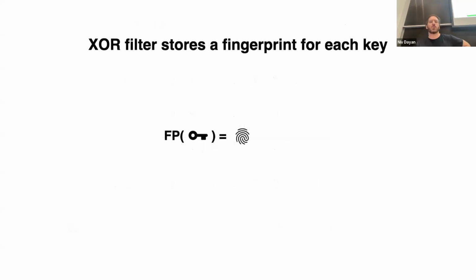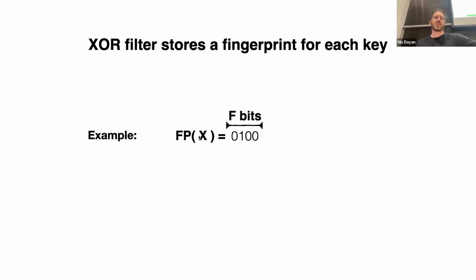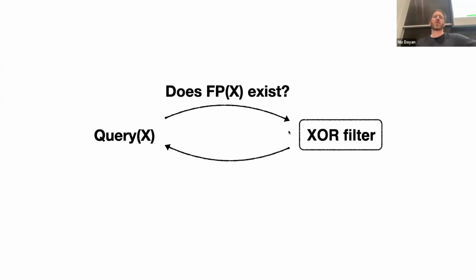Okay, so the XOR filter is going to use XORing, but at a more basic level, what this filter is doing is storing a fingerprint for each key. A fingerprint is just a hash digest that you derive by hashing the key. For instance, suppose here my key is X. I'm going to hash X into a fingerprint, and in this case, the fingerprint has 4 bits. F is 4. Okay, so this is what the query workflow looks like.